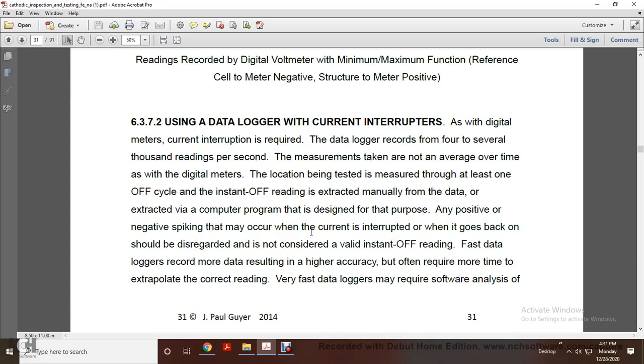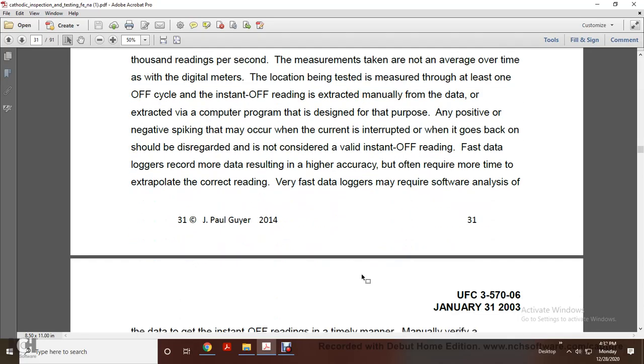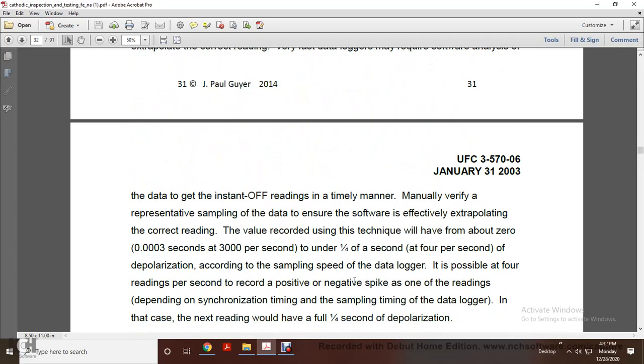A positive or negative spike that may occur when the current is interrupted, or when it goes back on, should be disregarded and not considered a valid instant off reading. Data loggers may record more data, resulting in higher accuracy without requiring more time in the field. The current reading from very fast data loggers may require software analysis.